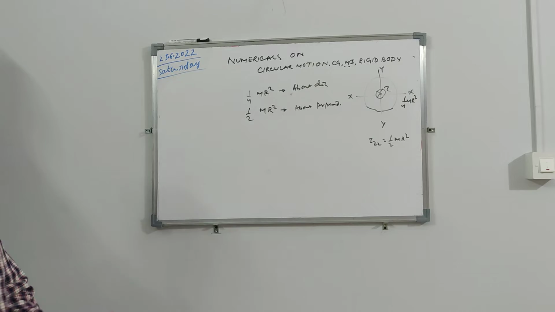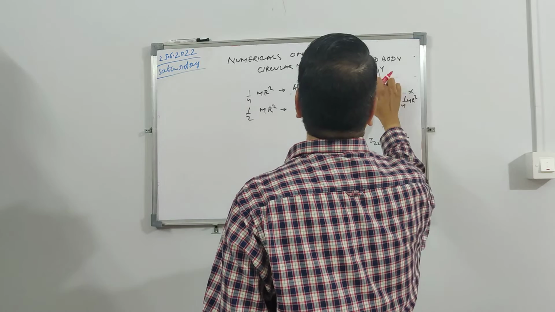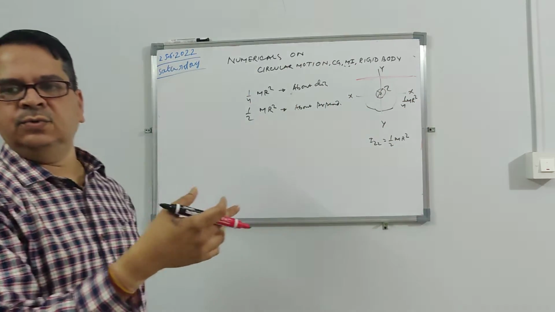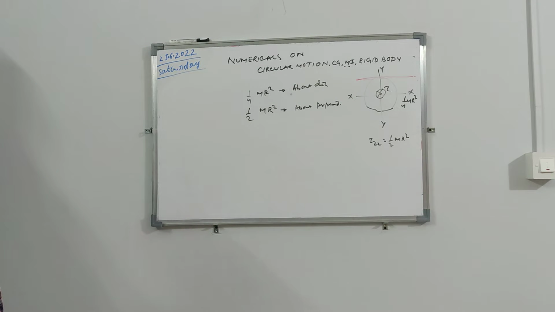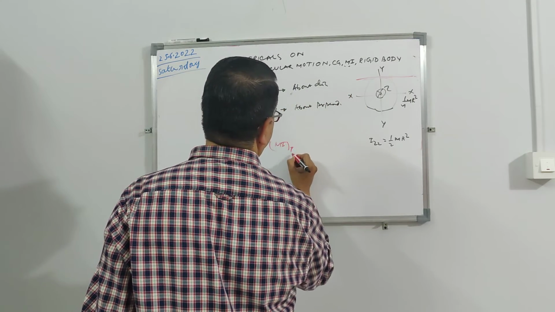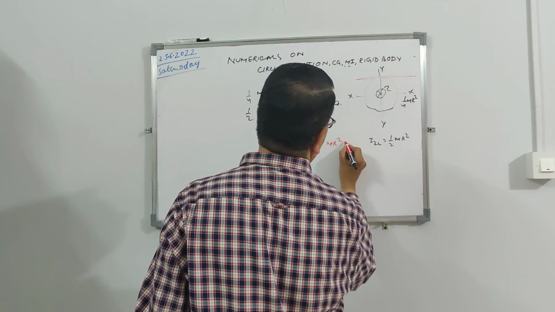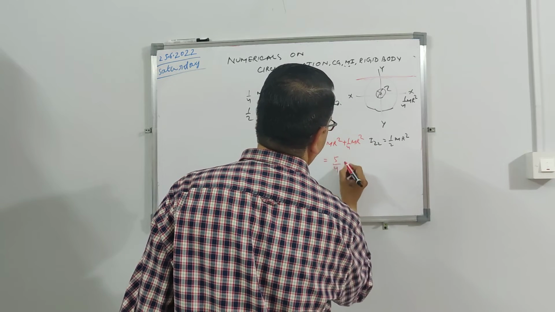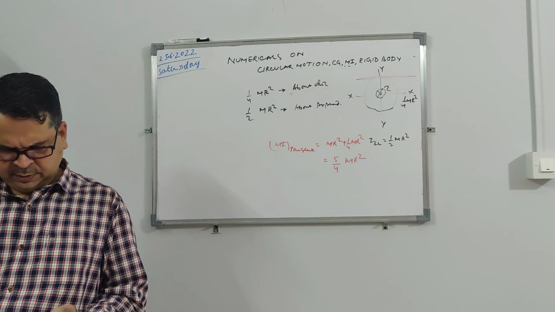Now if you want to find the moment of inertia about an axis tangent to the disc and parallel to your diameter, use the parallel axis theorem. So MI about the tangent is equal to mr square plus 1 by 4 mr square, right? That will become 5 by 4 mr square. So that is 5 by 4 mr square.